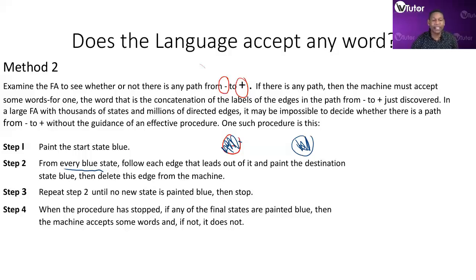Then number 3, repeat step 2 until no new state is painted blue. Then stop. Number 4, when the procedure has stopped, if any of the final states are painted blue, then the machine accepts some word. If not, then it does not accept any word. The prerequisite for accepting a word is a path from the initial state to a final state. That is the procedure.